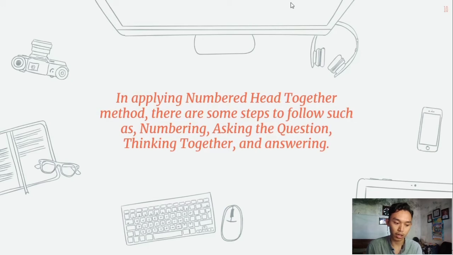And this activity means something like greetings, checking the students' attendance list, or explaining the material. Because we are talking about teaching vocabulary, we have to explain about vocabulary. For example, what vocabulary is, or maybe animals, fruits, or it can be anything. That's it. The conclusion is there are 4 steps in applying number heads together: numbering, asking the questions, and thinking together.